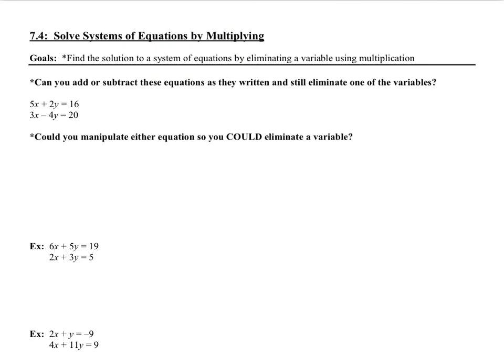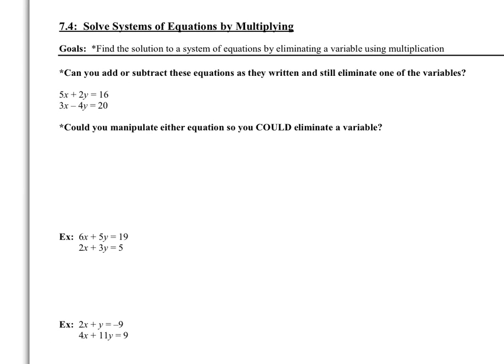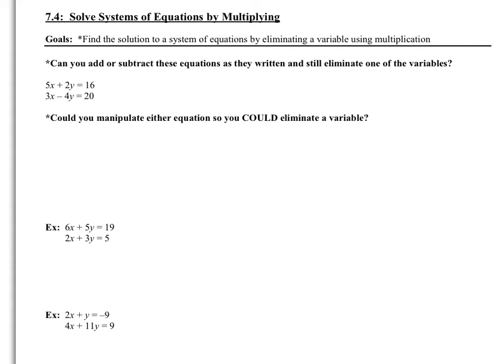So in these examples, what happens is if you actually just add the equations right away, you'd be adding 5x and 3x, and you would get 8x, or 2y and negative 4y, and you get negative 2y. So adding won't cancel anything out. And then the same thing with subtracting. You would end up with either 2x, or 2 minus negative 4 would be 6y. So subtracting wouldn't cancel anything out. But what we can do is multiply either one or both of the equations to start the problem, and then hopefully set it up so that we can add or subtract.